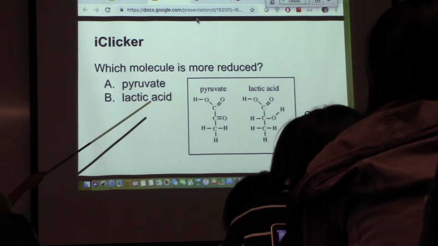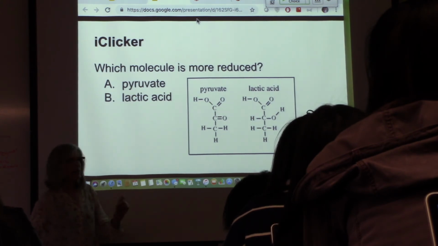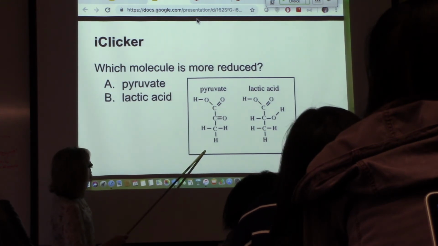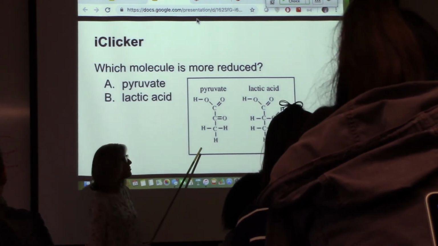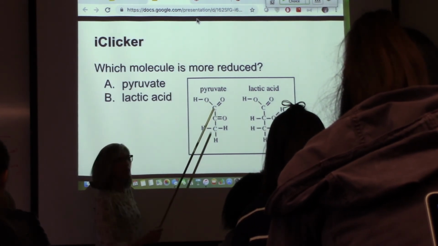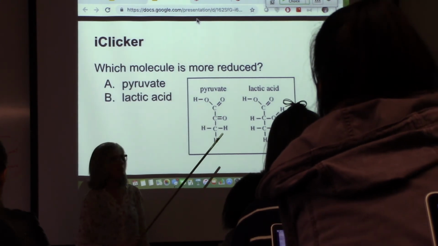So when we look, molecules that are more reduced have more what, Adam? More hydrogen. So which molecule has more hydrogens? Lactate. A lot of you said pyruvate. So if you said pyruvate, I want you to look at each carbon, because I'm going to give you some of these on the test, potentially even on the quiz on Thursday.